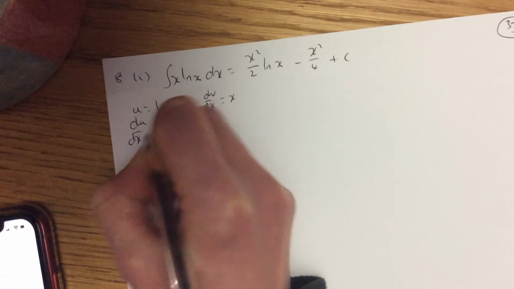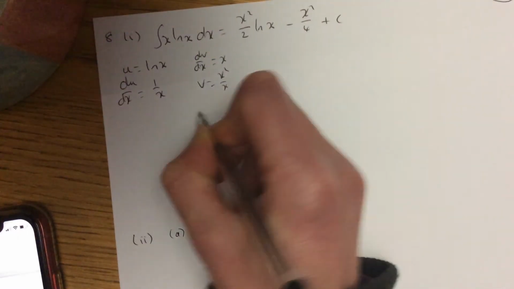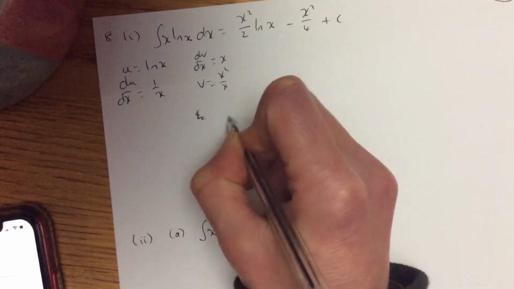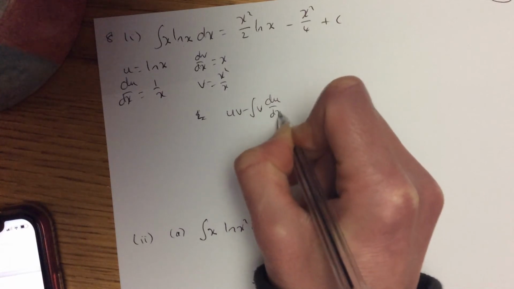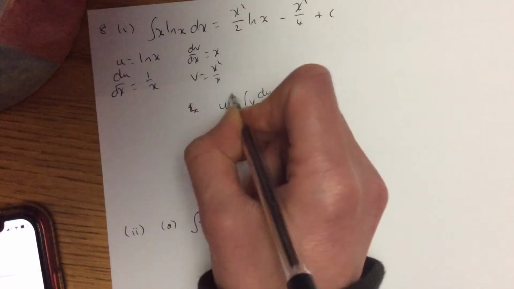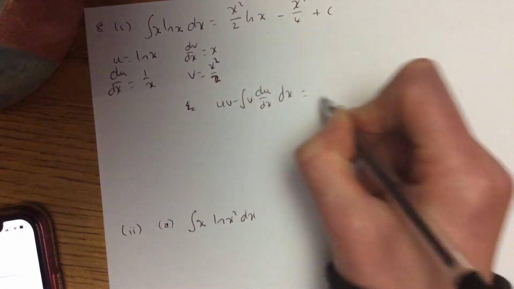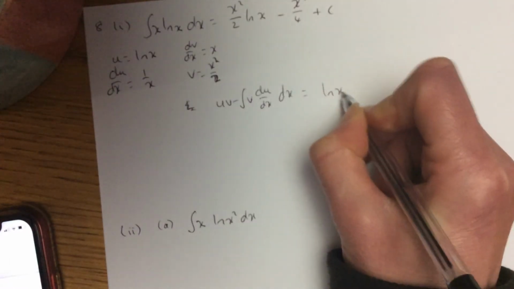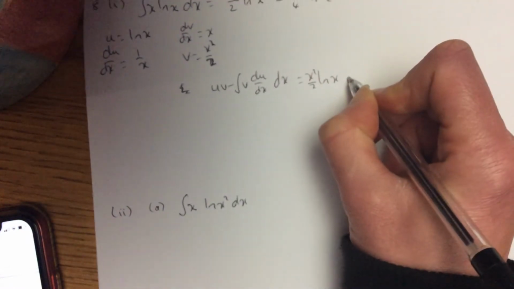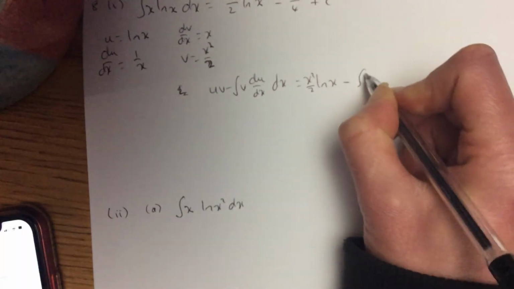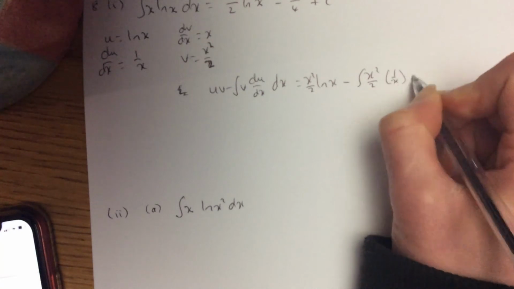So differentiate this, you get 1 over x, integrate this. So the right hand side of your formula is uv minus the integral of v du by dx dx. So it's uv. So u is log x, v is x squared over 2. I'm just going to put it in front there so don't log it. Minus v times du by dx dx.